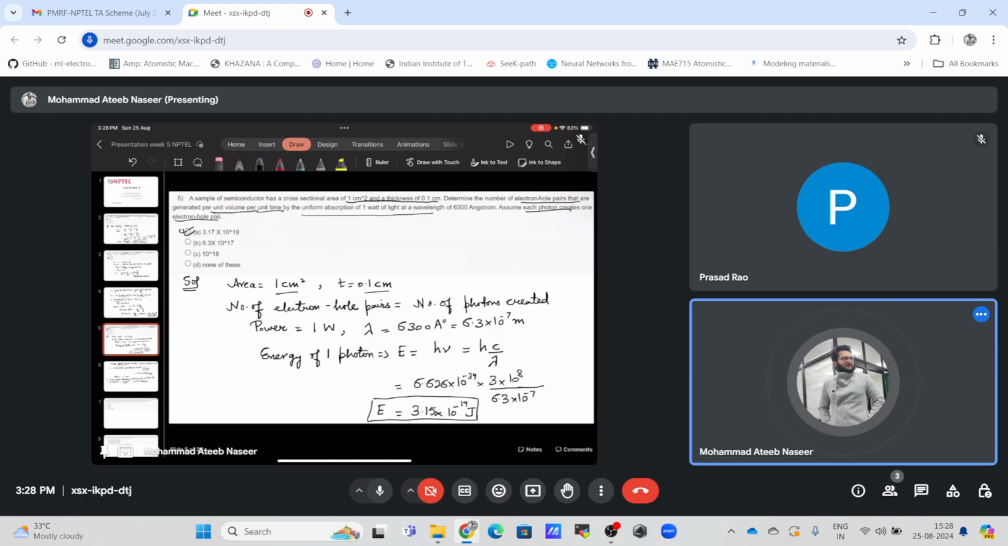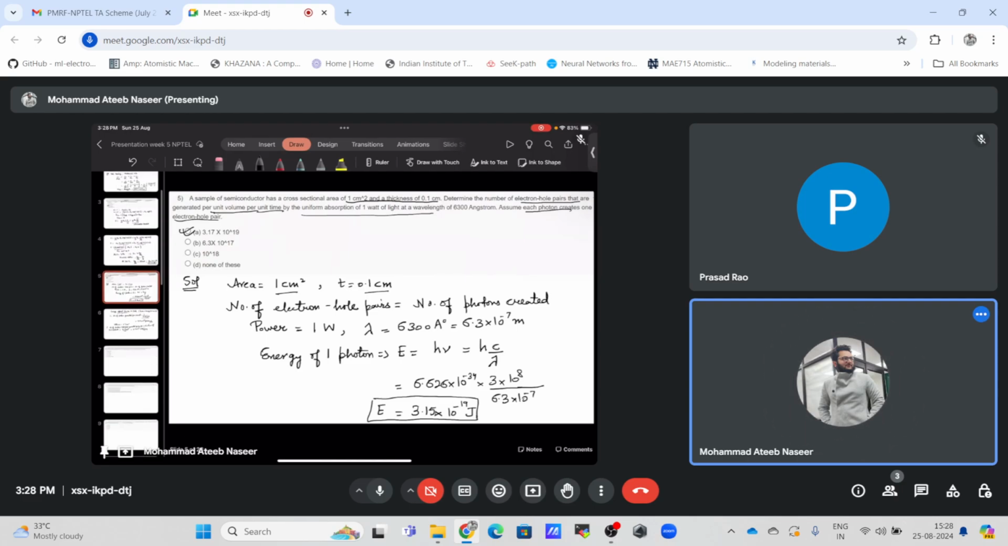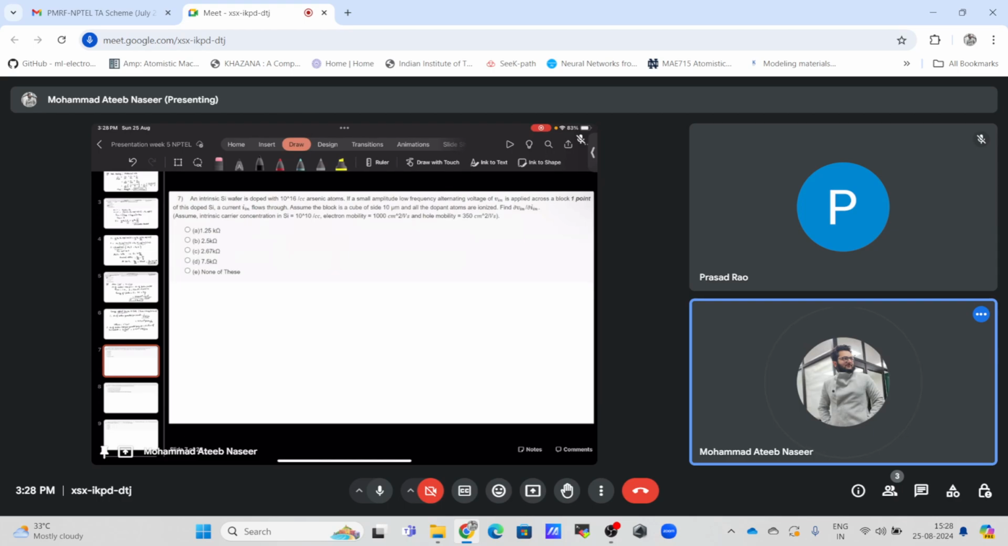Now let's move to another problem. It says that we have an intrinsic silicon, and now this intrinsic silicon is doped with arsenic atoms. Since arsenic is a pentavalent, we can say that it is a donor. It will act as a donor impurity, thereby giving the system an extra free electron.